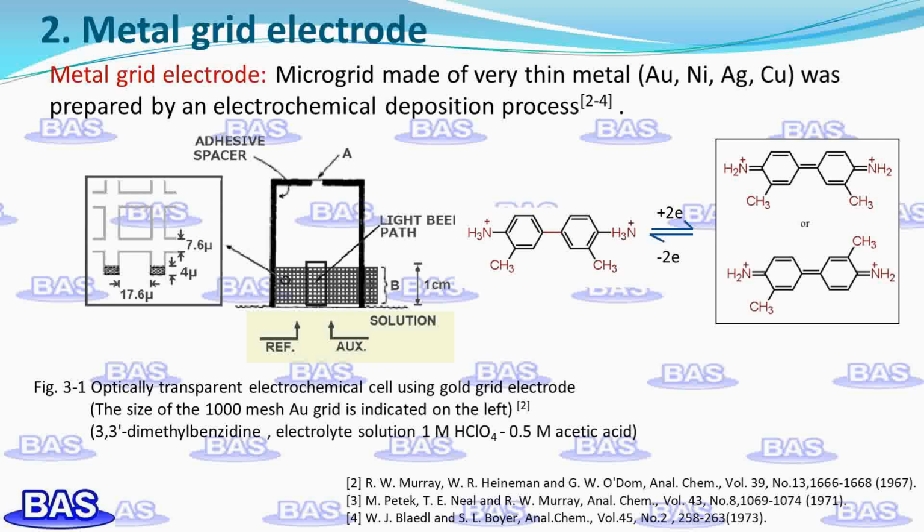As shown in Figure 3.1, the 1000 mesh gold micromesh optically transparent electrode is used in a thin layer electrochemical cell for spectroelectrochemical measurement. The light transmittance of the 1000 mesh gold micromesh is about 45% with 17.6 micrometer mesh, 60% for 500 mesh with 39 micrometer mesh and 22% for 2000 mesh with 6.3 micrometer mesh. The size of the gold micromesh electrode in the picture is 1 by 3 cm.